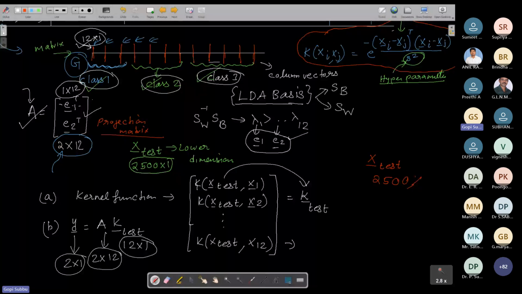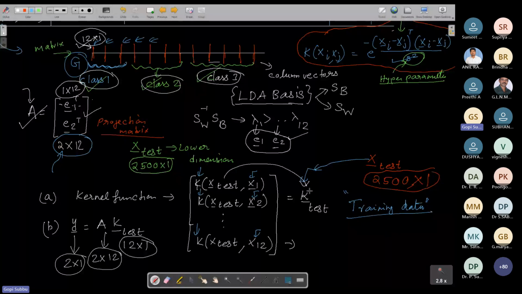What we have to do, the procedure, is we need to find K test from X test by applying the same kernel function with the same tuning parameter, the hyperparameter, to all the vectors in the training data. Remember that for KLDA, for constructing this K vector, you need the training data. So the training data also needs to be stored while doing this projection. Even for the testing data, if we want to do projection, your training data is needed.